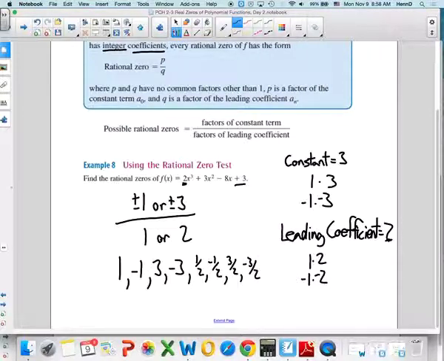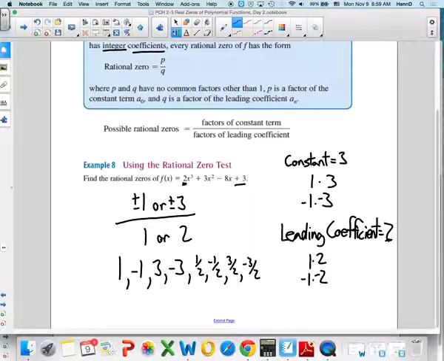Okay? Now that's a lot of possibilities. We have 8 different possibilities here. Does everyone understand how I got those possibilities? Is there anyone who's looking at that and saying, I have no idea why you have a negative 1/2 up there? Okay, we've got that part.